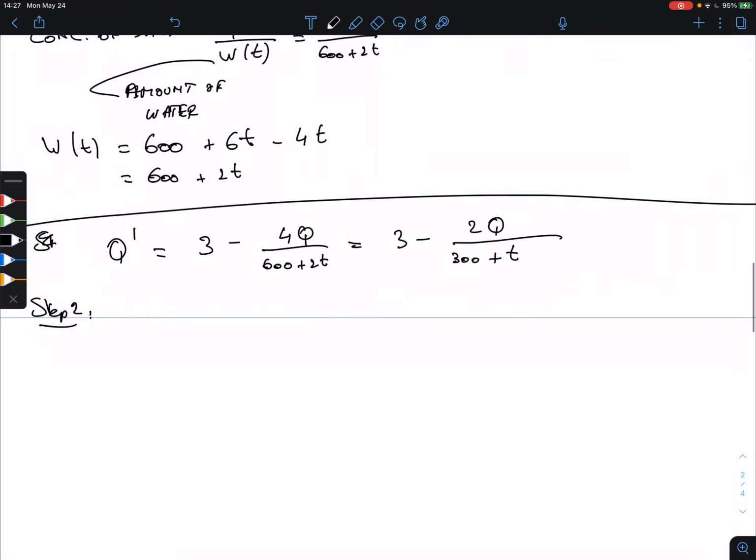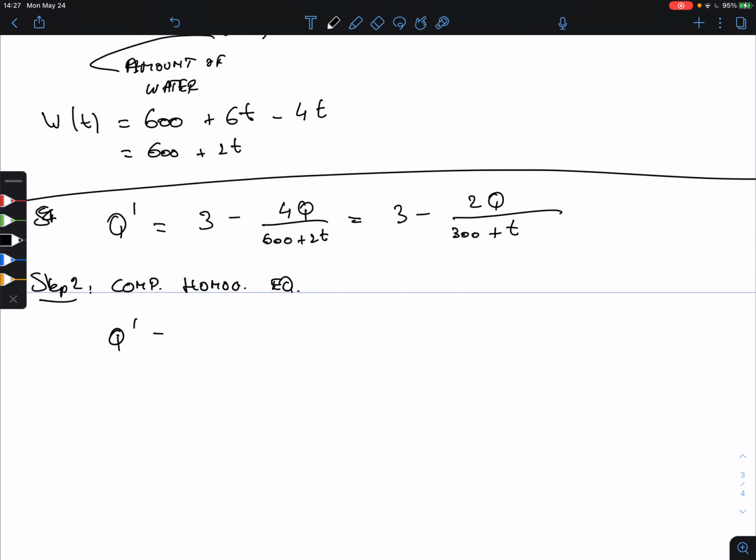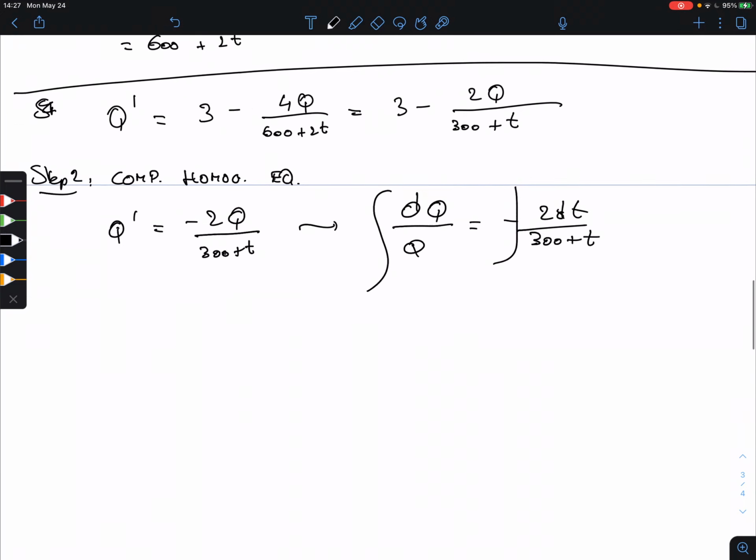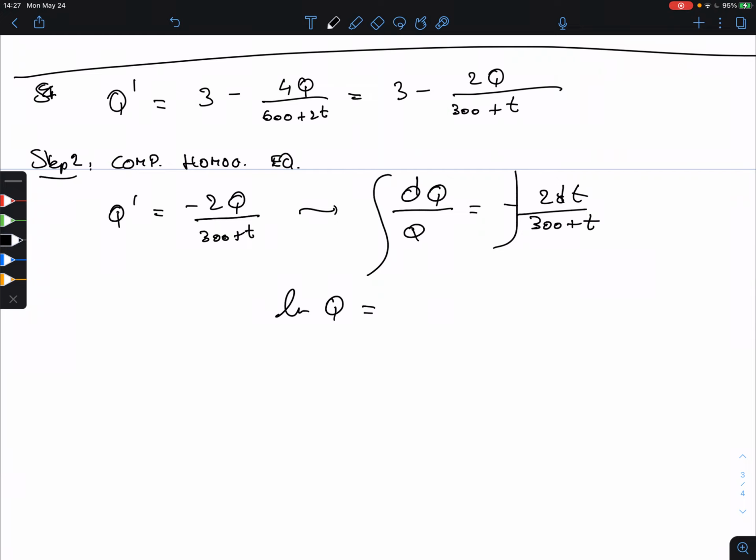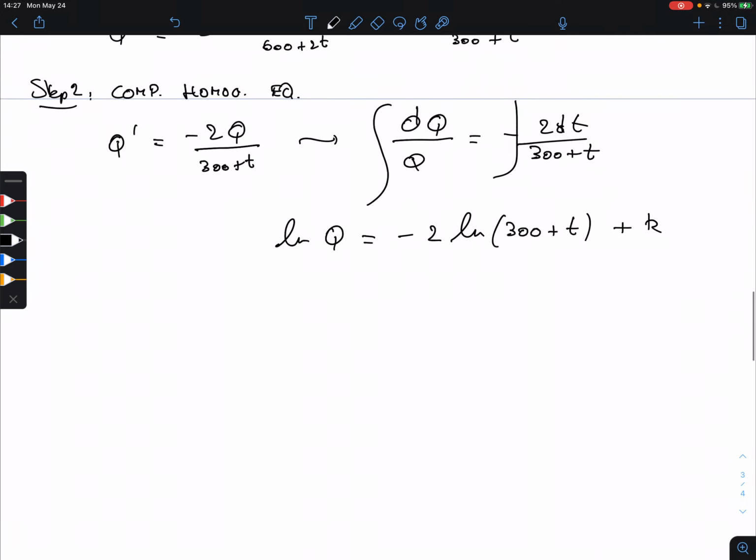Step 2. The companion, the associated homogeneous equation, we have to solve that first, because this is a linear first order equation. So Q prime equals minus 2Q over 300 plus t. So that means dQ over Q is equal to minus 2 dt over 300 plus t. So if I antidifferentiate these things, we get ln of Q is equal to minus 2 ln of 300 plus t plus a constant. Don't forget the constant because we're going to need this.